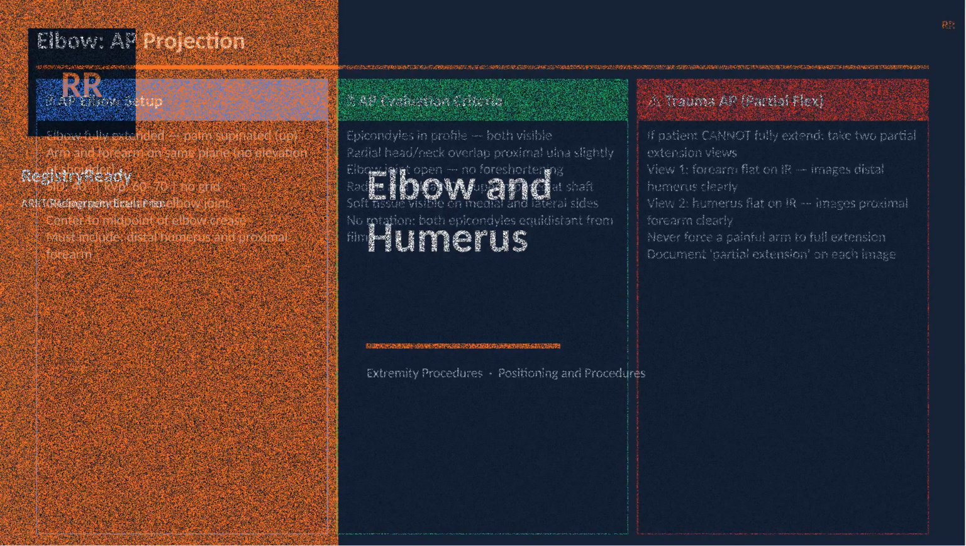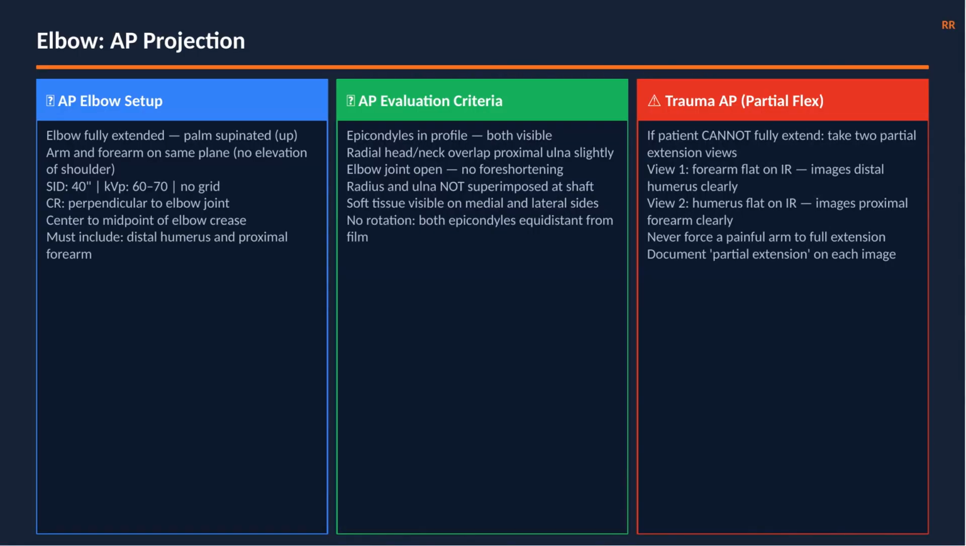AP elbow. Patient seated at the end of the table, arm fully extended, palms supinated, facing up. The full supination externally rotates the forearm, placing the elbow in a true AP orientation with both epicondyles visible in profile. The arm and forearm must be on the same horizontal plane. If the shoulder is elevated, the elbow tilts.